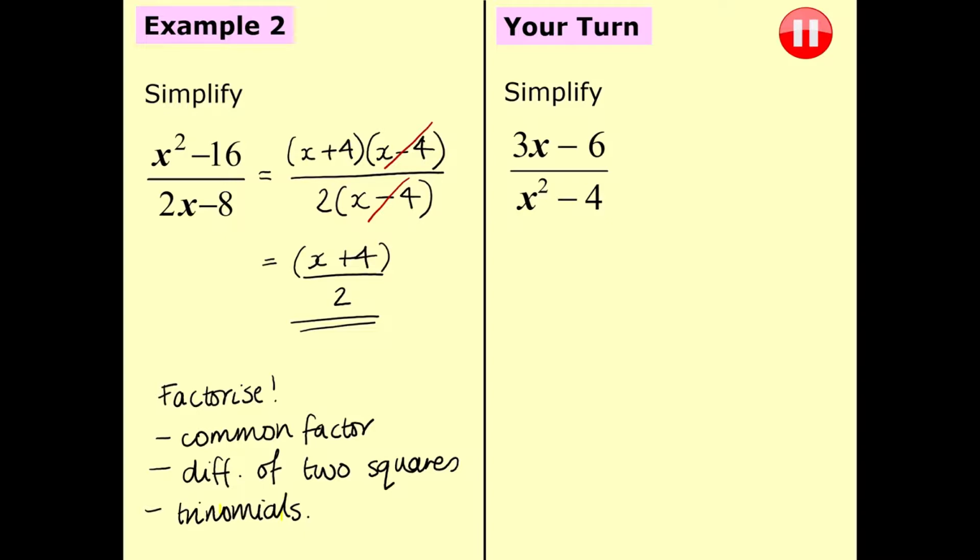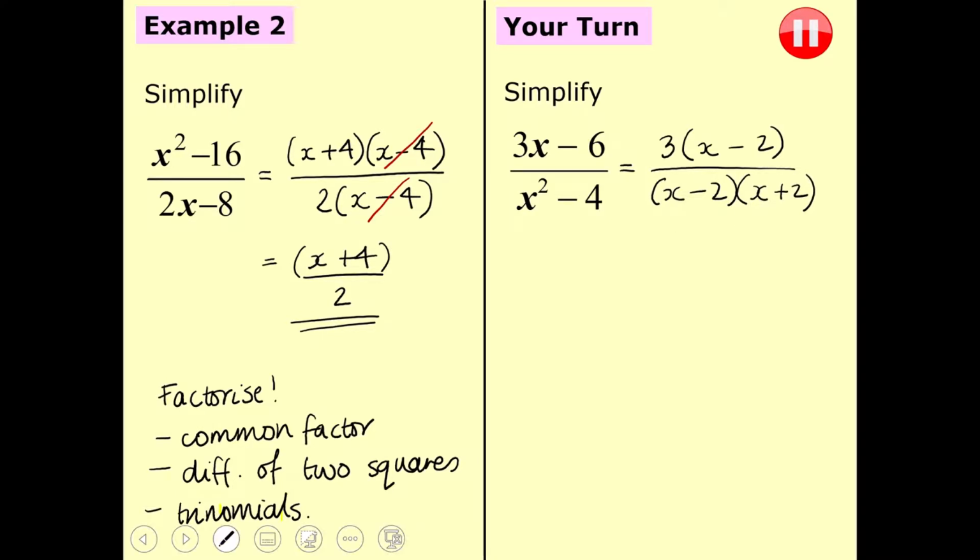Okay, so let's go ahead and answer this one. Factorising our numerator first, we've got a common factor of 3, so we want to take that out. And our denominator, there's no common factor, but it is a difference of two squares. So you should have x minus 2, x plus 2, or round the other way. Now we can go ahead and simplify. So we're going to cancel out this bracket x minus 2 with x minus 2. And then we're going to be left with our final answer of 3 on the top over x plus 2 on the bottom. So well done if you got that.